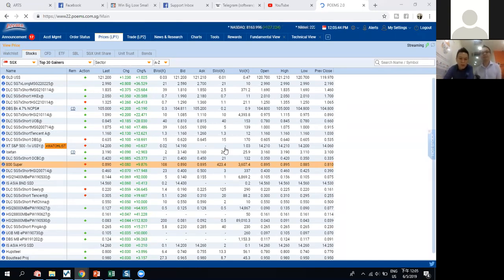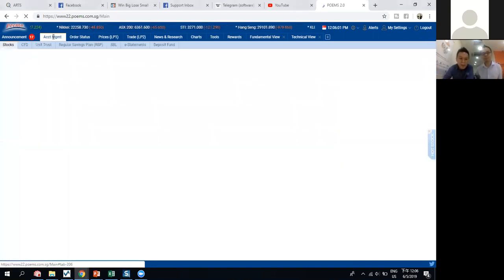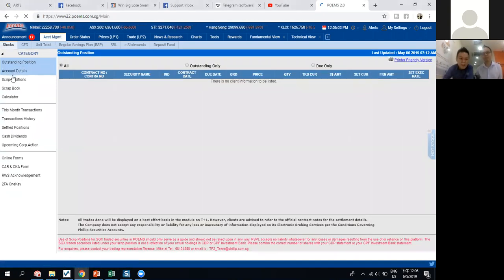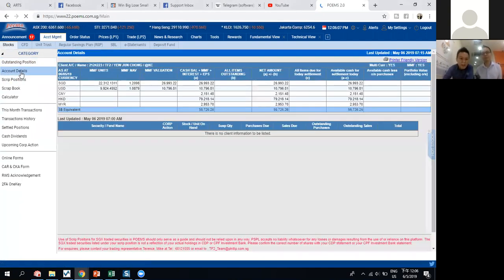So when we look at Poems, we log in to this page. After you log in to this Poems platform, where do we see the money? We go to account management. There's this button over here, account management, and then under account details, you'll be able to see the money in the account.